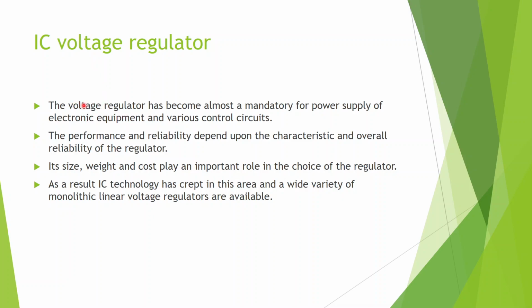So a voltage regulator has become almost mandatory for power supply of electronic equipments and various control circuits, because all the equipments and control circuit would require a specific voltage, a specific current. So they would not run directly on the 230 volts or 220 volts or 240 volts which is supplied by our main. From the plug in our house and in the offices, we get 230 volts AC. But most of the equipment will not be able to run with that. So we will need a voltage regulator which gives us the required voltage that the device requires.